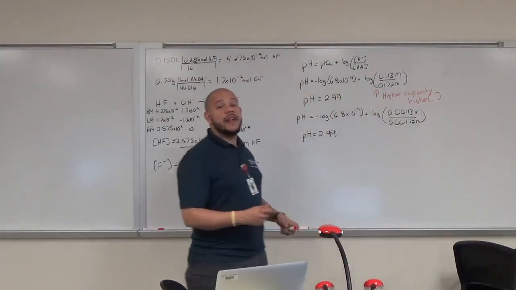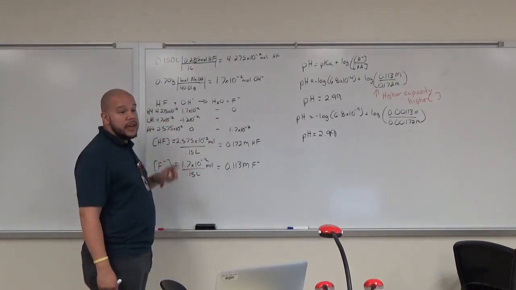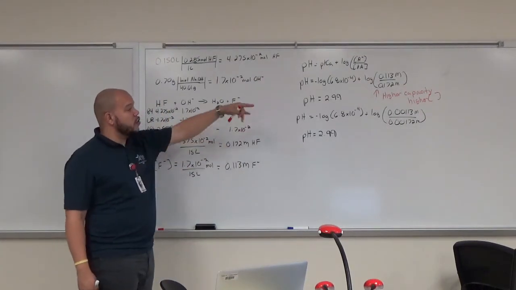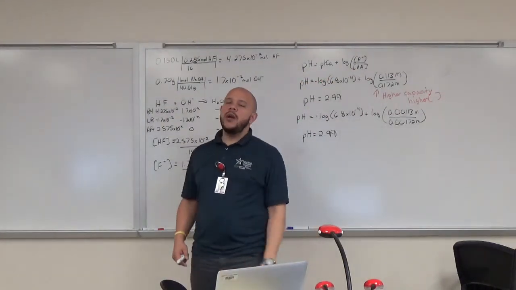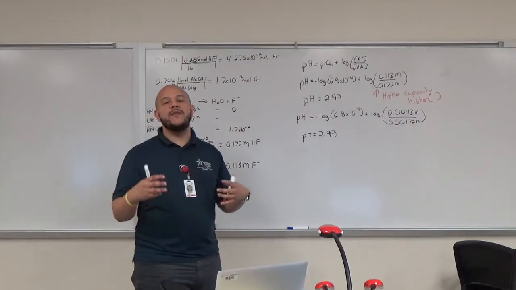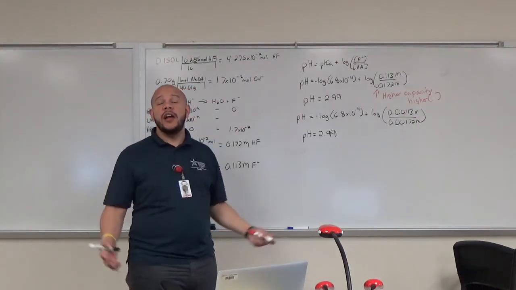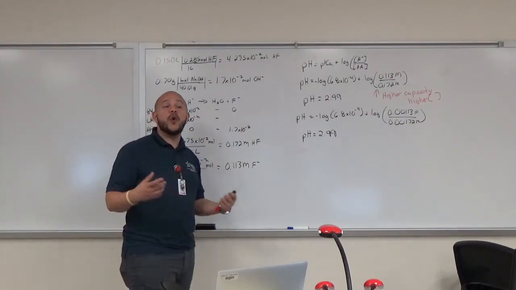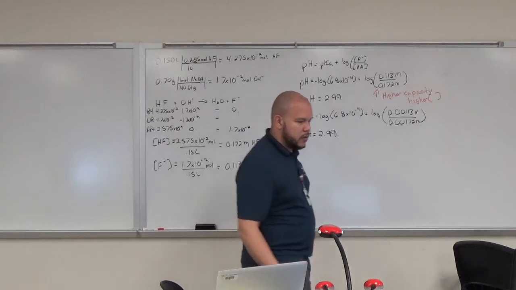Now, one thing that you don't want in a buffer, in this case and in any case, is you do not want these two values to be more than 10 times different from one another, because then that does not give you an effective buffer. So you can make what we call a bad buffer, or a buffer that is not necessarily going to work well. And that has to do with capacity and the ratios.